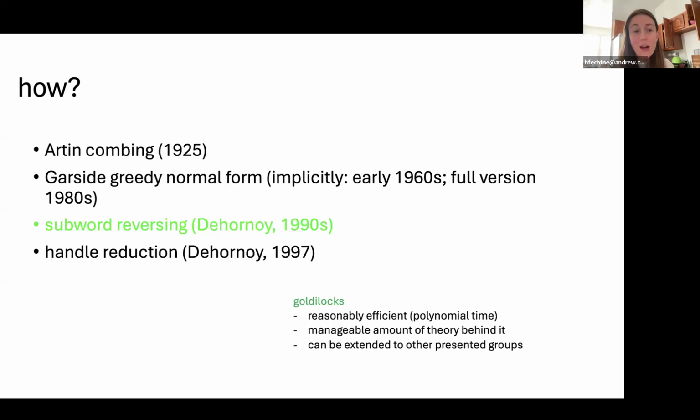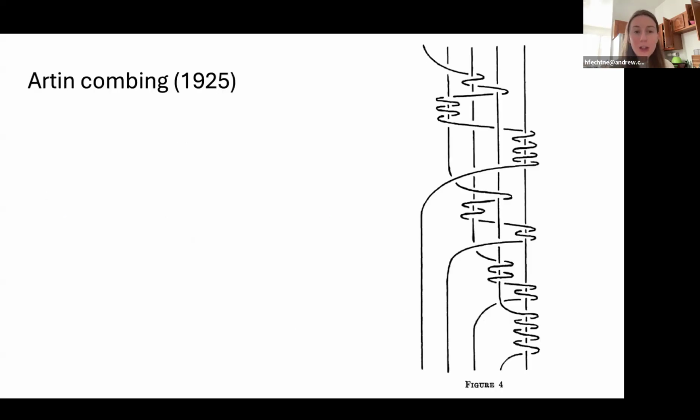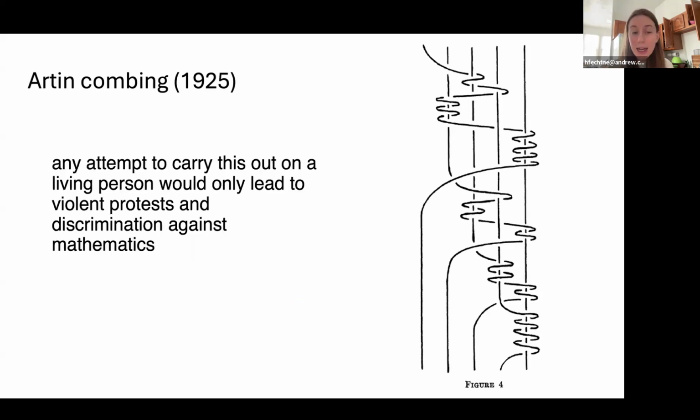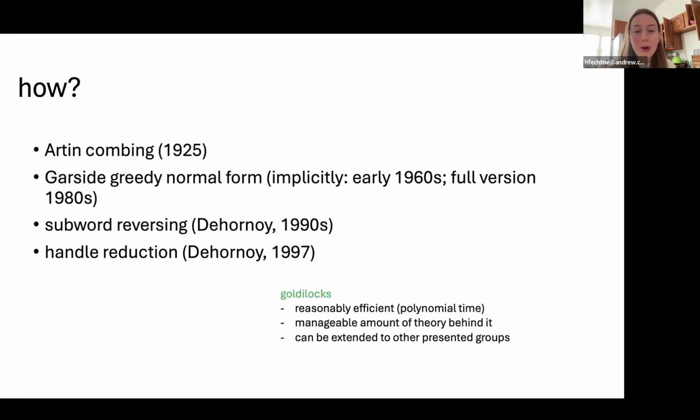I will point out, just as a fun historical note, if we look at Artin's Braiding from 1925, he's got this great diagram. And in the very last page of the paper, he writes, any attempt to carry this out, this normalization procedure, on a living person would only lead to violent protests and discrimination against mathematics. I mean, Lean wouldn't protest violently, but it might overheat my computer. So we're going with subword reversing.